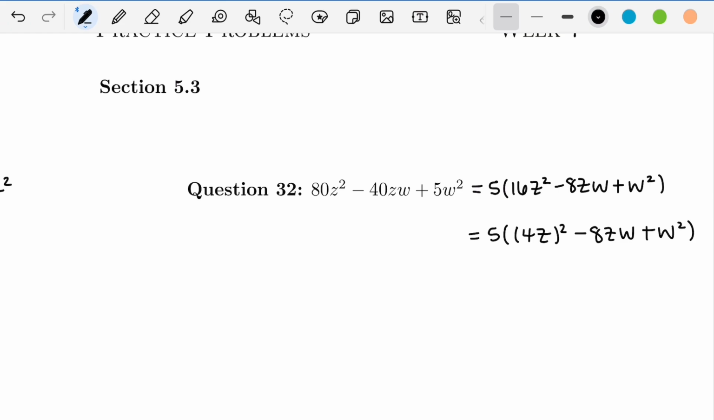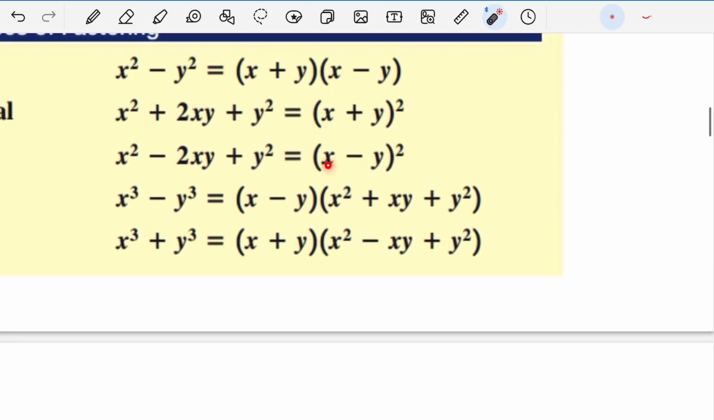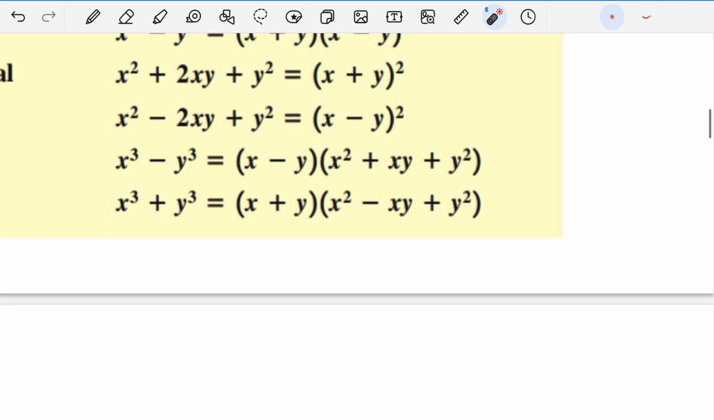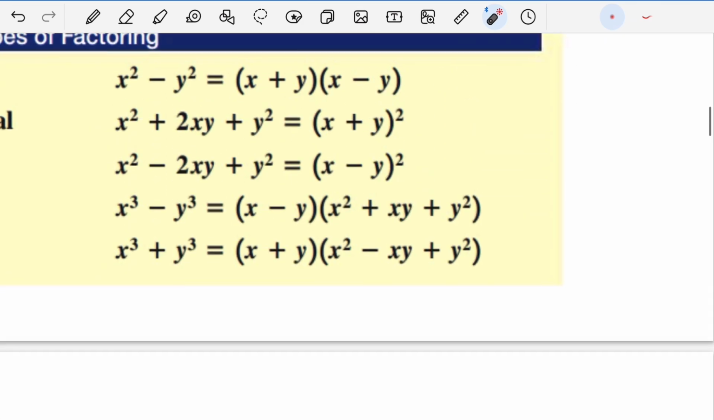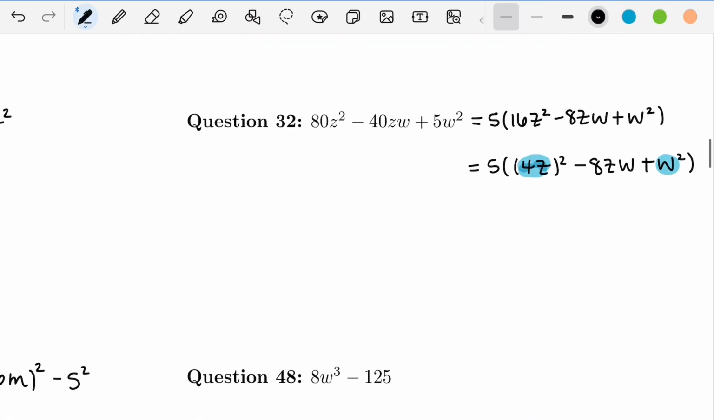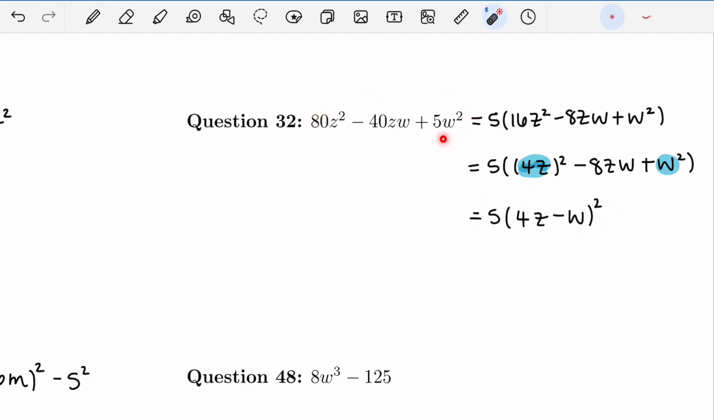We have w squared. So from here, our 4z and our w become our x and y terms in our factored form. Now, we also know that we're subtracting out this middle term, so our final factored form is going to be the difference of these two guys. So this 5 is still going to hang out on the outside, and then this factored polynomial on the inside will be 4z minus w, and this whole thing is going to be squared. So this would be our final factored form of this polynomial.